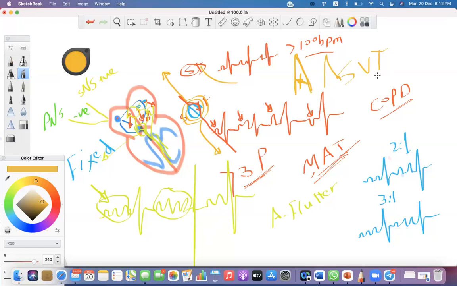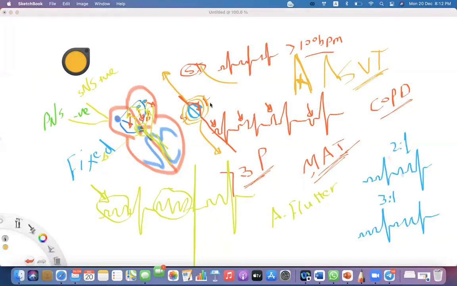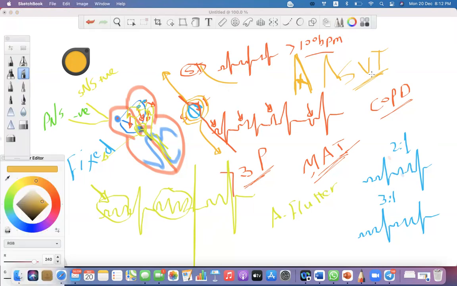So to differentiate between SVT and atrial fibrillation, both of which have an absence of the P wave, in atrial fibrillation the QRS is irregular, but in SVT the QRS is regular. Okay, so the different patterns of tachycardias at the atrial level, count with me.